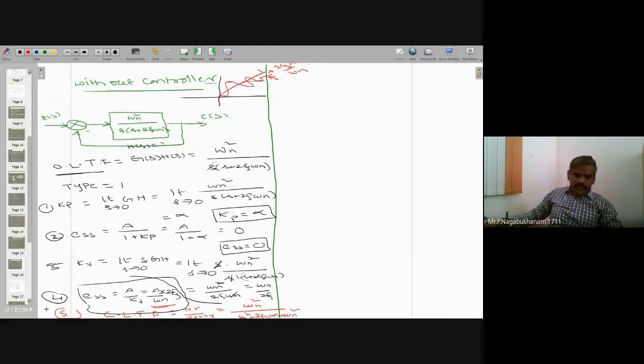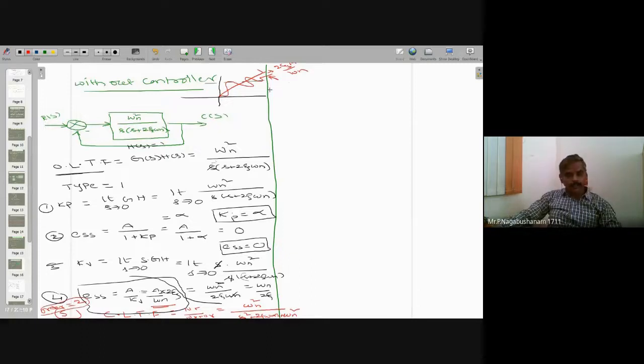Then what is the order? Let me write here. Order is always dealing with the closed loop transfer function. The highest power of s in the denominator is the order. Here it is s square, so it is a second order. This is the data regarding the second order system without controller.